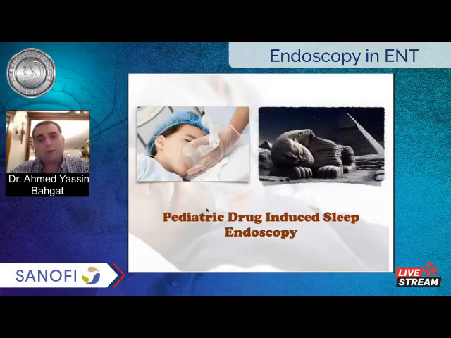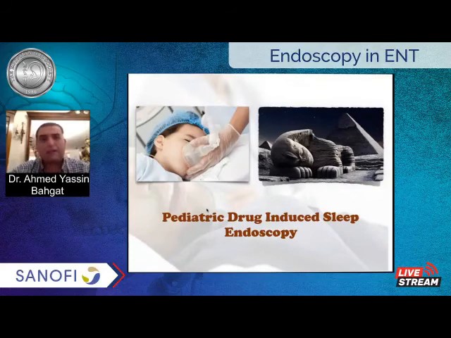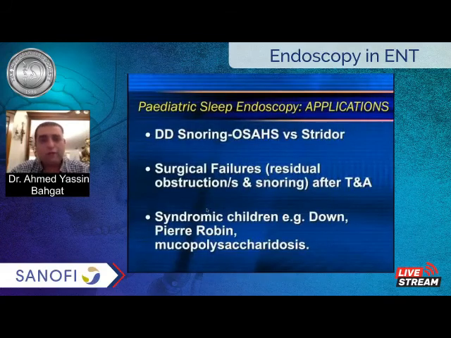Finally, what we call pediatric sleep endoscopy. We have a very good experience in pediatric sleep endoscopy. We did more than 90 cases in pediatrics. In pediatrics, we use it to differentiate again between snoring, sleep apnea and stridor. Again, after surgical failures, but very important in syndromic cases like Down syndrome, mucopolysaccharidosis, and Pierre Robin syndrome. We did a lot of syndromic cases.